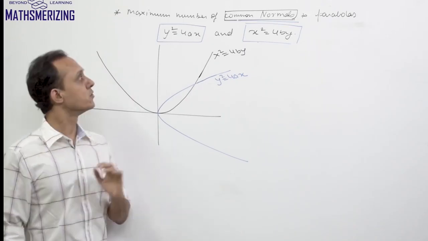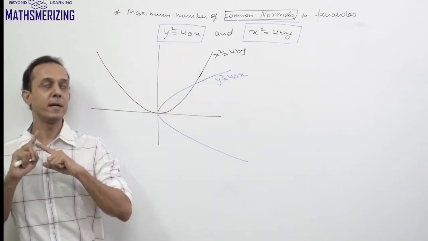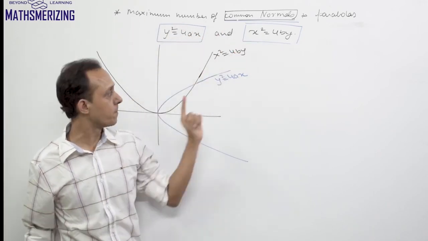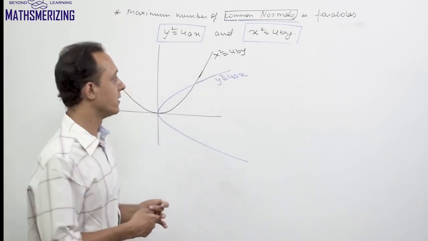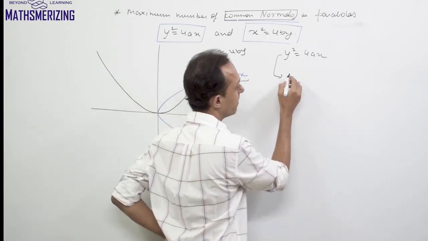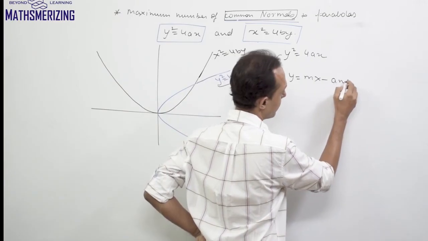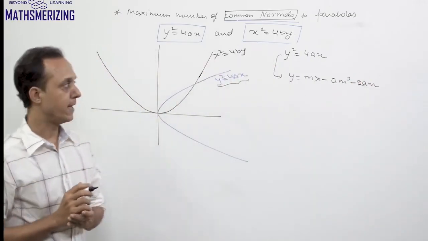We generally study questions on the number of common tangents between two curves. Now here the question is, we have to find the maximum number of common normals that can be drawn to these two parabolas, y square equals 4ax and x square equals 4by. So what I'll do is I'll start with this first equation. For the parabola of the first form, the equation of the normal is y equals mx minus am cube minus twice am.